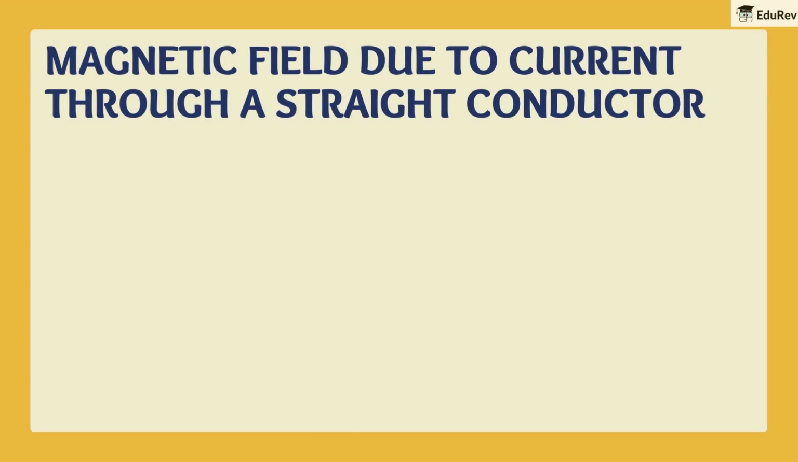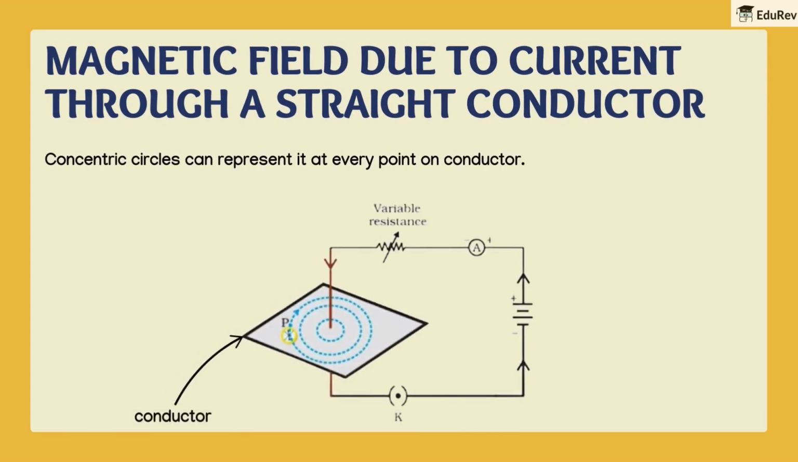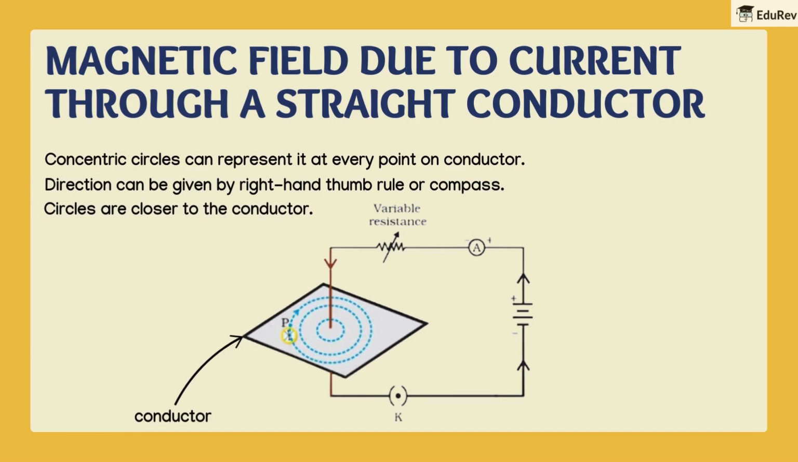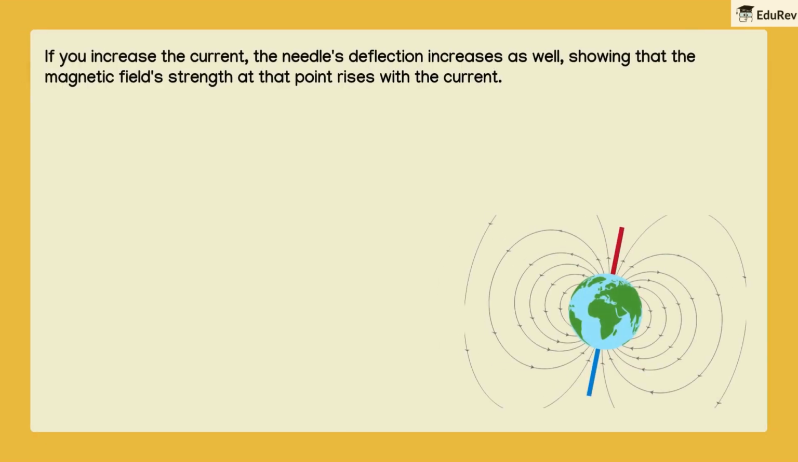Magnetic field due to currents through a straight conductor. Concentric circles can represent it at every point on the conductor. Direction can be given by right-hand thumb rule or compass. Circles are closer to the conductor. If you increase the current, the needle's deflection increases as well, showing that the magnetic field strength at that point rises with the current. Magnetic field is directly proportional to strength of current.